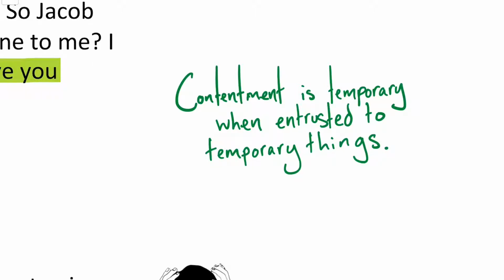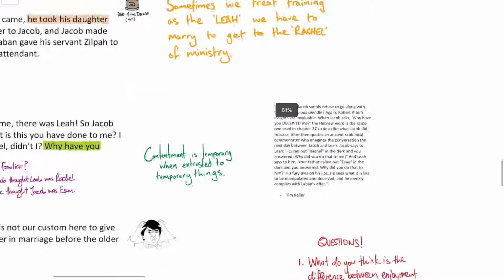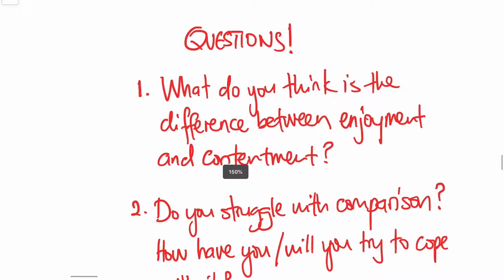I think contentment is very different because it's kind of a trust you place on it. It's okay to desire things, but it's when you place your full weight of satisfaction on something that's temporary, ultimately it will let you down because it's going to run out. It's going to stop. It's going to be over. And so then you're left disappointed. And so that's why we said that contentment is temporary when entrusted to temporary things. Yeah, that's good. Which kind of leads us to our first question.